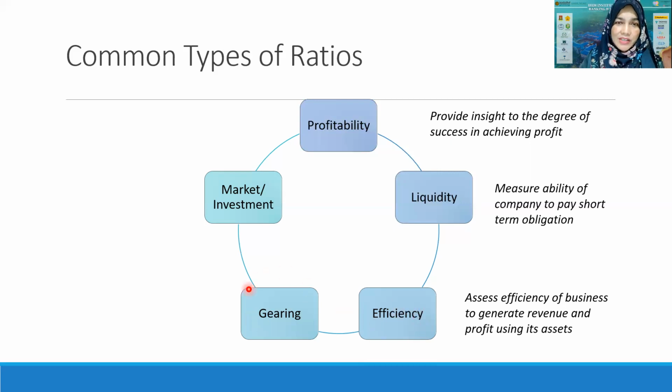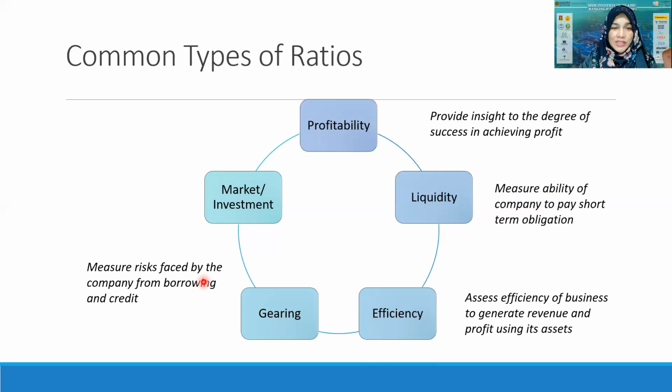The next one is gearing ratio. Gearing ratio measures the risk faced by the company by looking at the amount of debt that the company has. It tries to see whether the company is able to balance between depending on third parties' money or their own money, between equity and liability. Whether the company depends more on debt, or actually has its own sources of funds to run the business. Those are the things measured by gearing ratio.